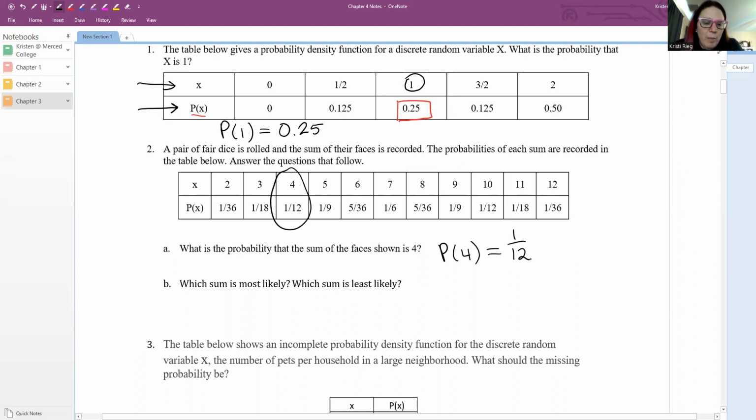Next, which sum is most likely and which sum is least likely? Well, you might have some general world knowledge on the topic. You might just know stuff about dice. You might know nothing, and these fractions are making things even more confusing.